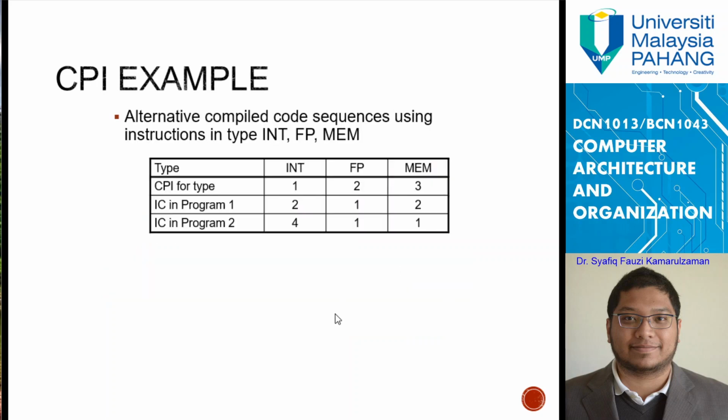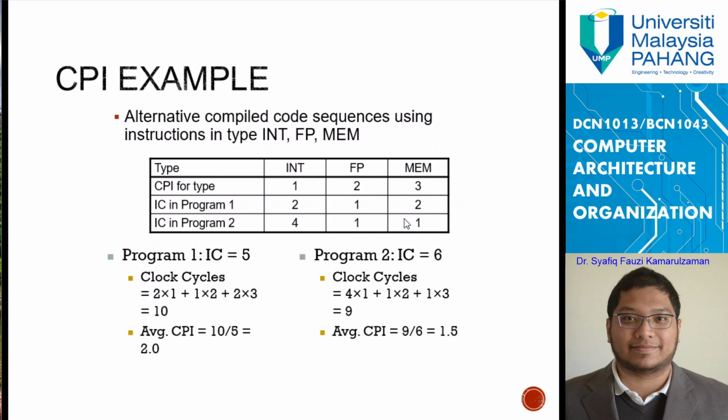Other than that, in this case we have an alternative compiled code sequence using instructions of type integer, FP, and memory. So the CPI for the integer type is 1, for FP, floating point, it is 2, and for memory, it's 3. And here is the instruction count. IC stands for instruction count: the instruction count in program 1 for all of them, and here is the instruction count for program 2.